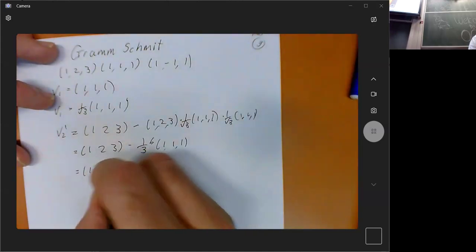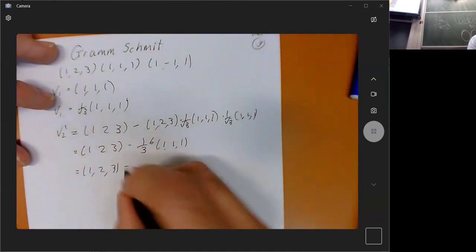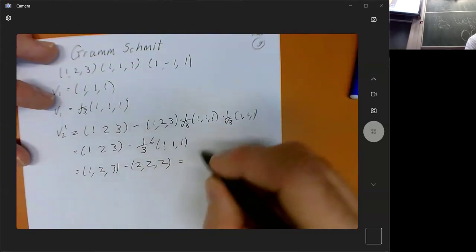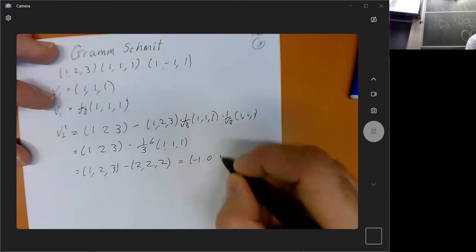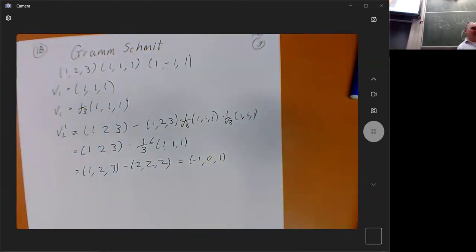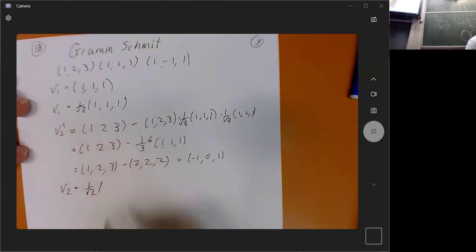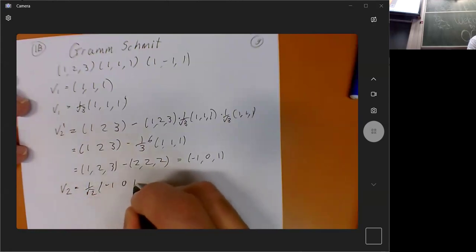So I've got (1, 2, 3) take away (2, 2, 2), which is equal to (-1, 0, 1). Wow. That could not have worked out better if I'd actually planned it. And so now my V2, I'm going to normalize: 1 on root 2 times (-1, 0, 1).